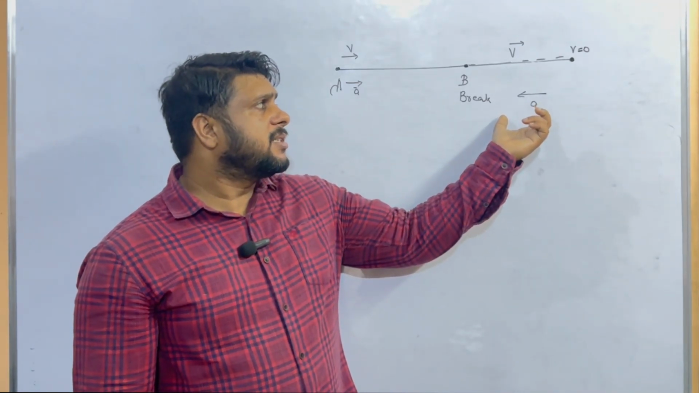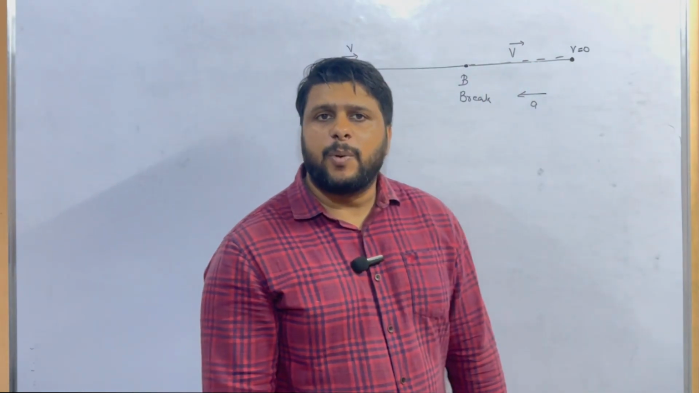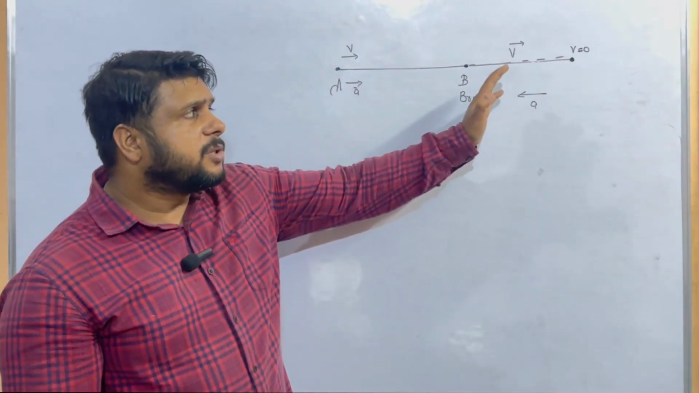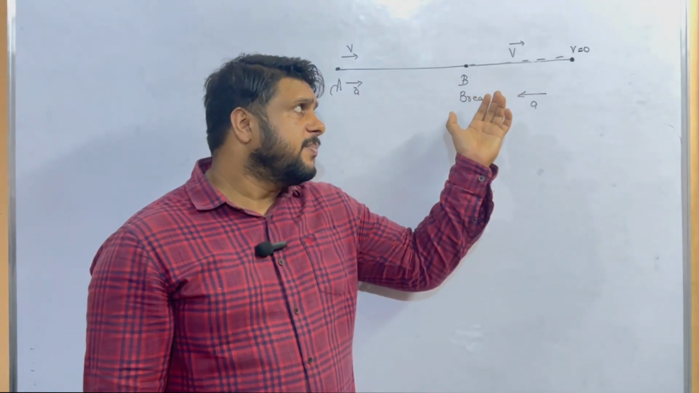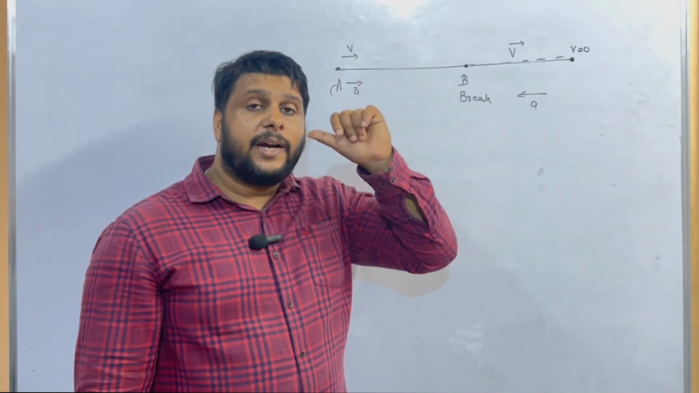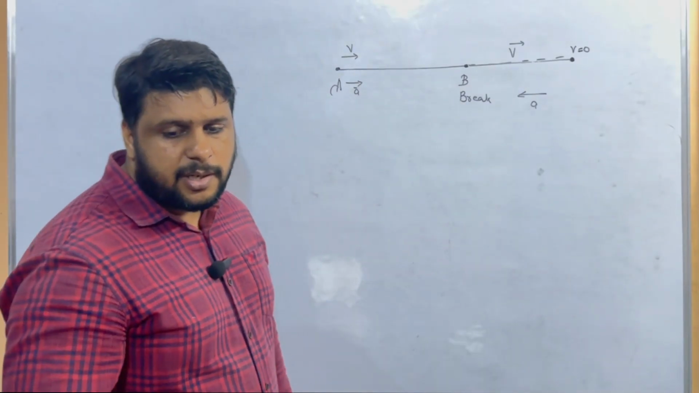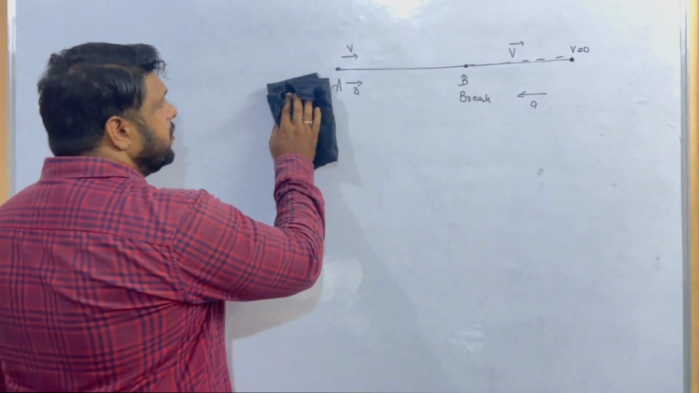Some students are confused and they say that velocity is also acting in the opposite direction, but here the velocity never acts in the opposite direction. It becomes zero. After that it can go in the negative direction also. Those cases we will also be studying. Okay, I hope it's clear to everyone now.